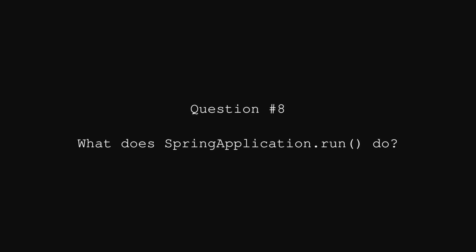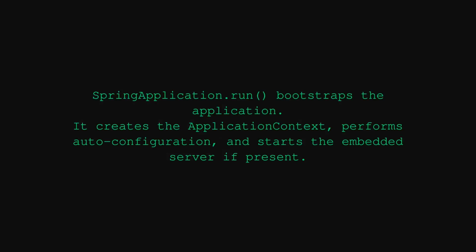Here's a core Spring Boot interview question. What does SpringApplication.run method do? SpringApplication.run method bootstraps the application. It creates the application context, performs auto configuration, and starts the embedded server if present.